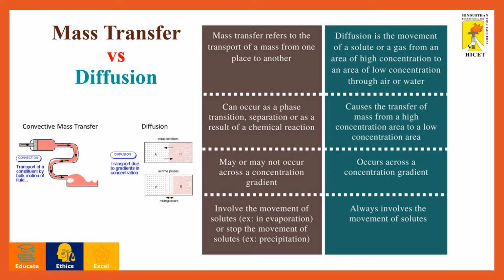The mass transfer can occur as a phase transition, particularly in the case of chemical reactions. But the diffusion causes the transfer of mass from a high concentration area to a low concentration area. The mass transfer may or may not occur across a concentration gradient, but the diffusion only occurs in the concentration gradient. The mass transfer operations like evaporation and precipitation are examples for this operation. But the case of diffusion always involves the movement of the solution.